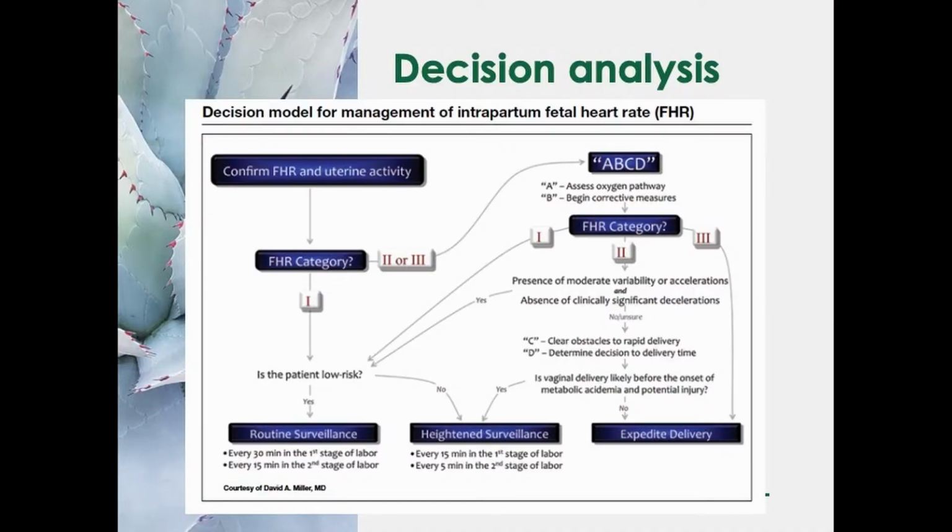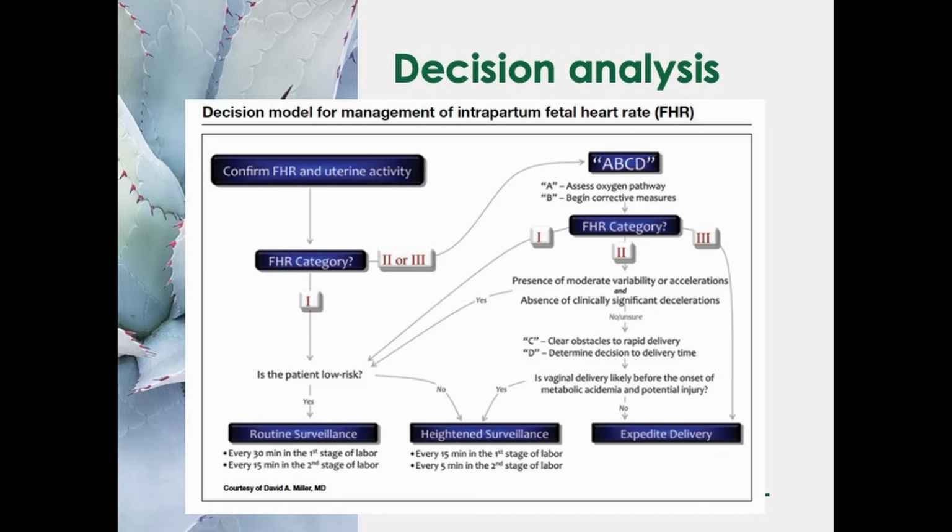Okay, so if we have an abnormal heart rate pattern, we're gonna do some stuff, right? So this is a decision tree analysis. This is put out by David Miller. What do you do? So you confirm the fetal heart rate and uterine activity, and if we have a category 1 tracing and the patient is low risk, we do routine surveillance, right? Every 30 minutes in the first stage of labor, we'll review the tracing, and every 15 minutes in the second stage of labor. If we're a category 2 or 3 heart rate, though, we got some extra work to do.